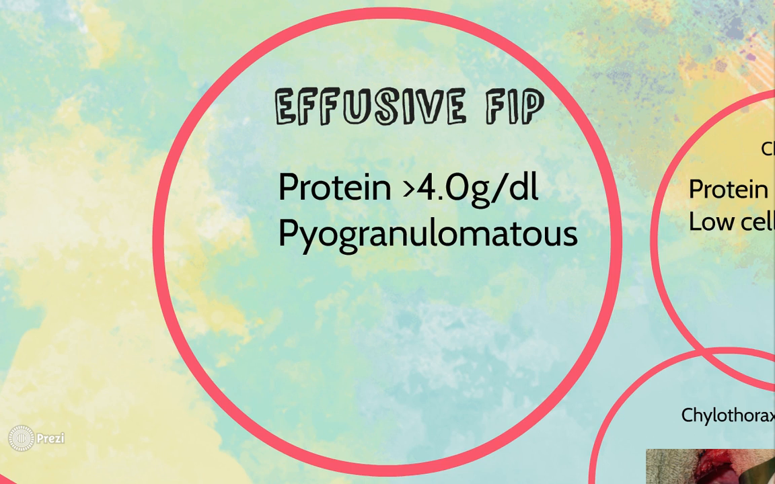But the nucleated cell count does vary from low to moderate. So you tend to see 60 to 80% neutrophils, non-degenerate or mildly degenerate, and then some macrophages, enough to tip the scale into pyogranulomatous, and you might see some small lymphocytes as well, especially if it's in the abdomen. And again, this can be in the pleural or peritoneal cavities.